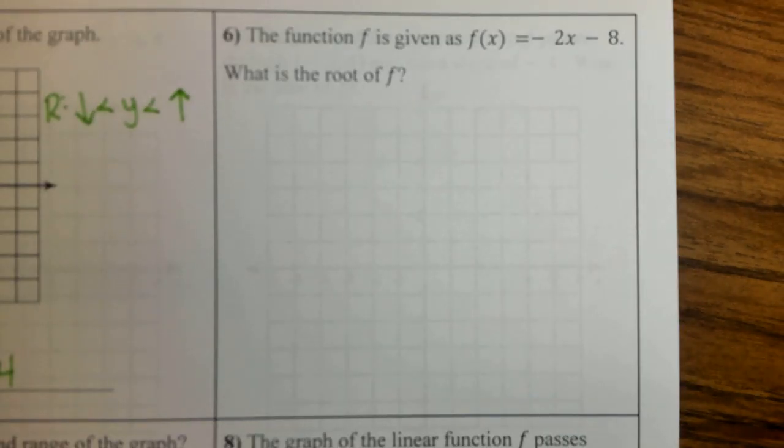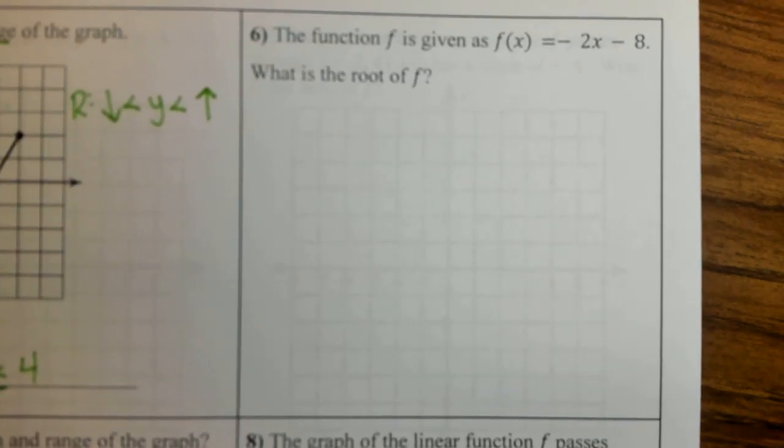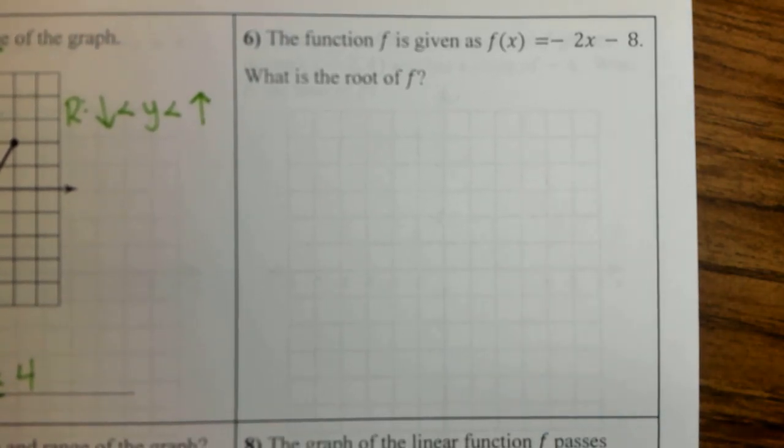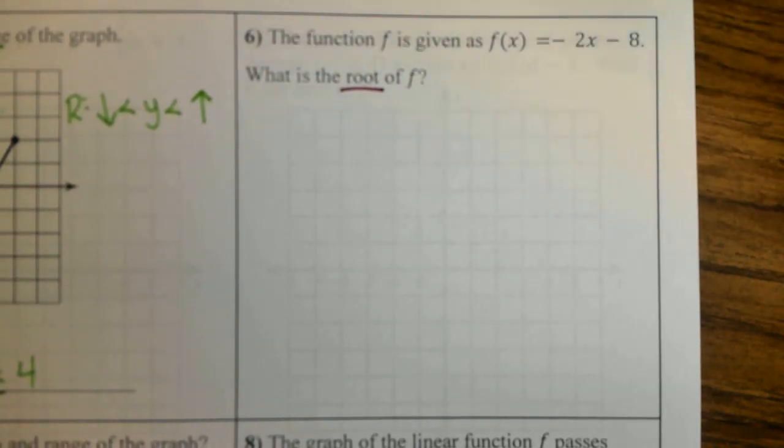Sweet. 6. As soon as it's not blurry, maybe. I don't know. Okay, well hopefully you have it in front of you also. So it says the function f is given as f of x equals -2x minus 8. What is the root of f?